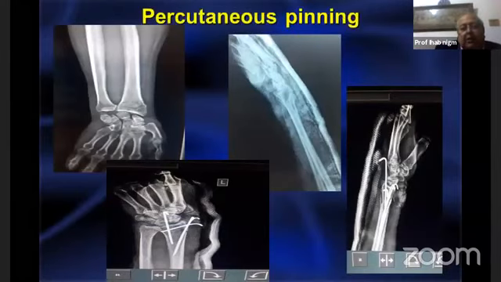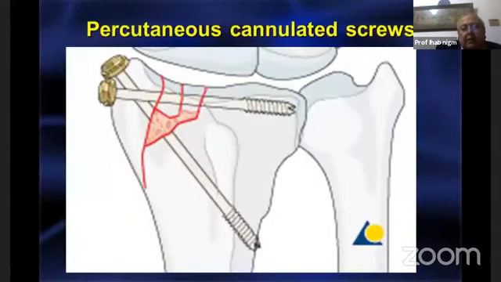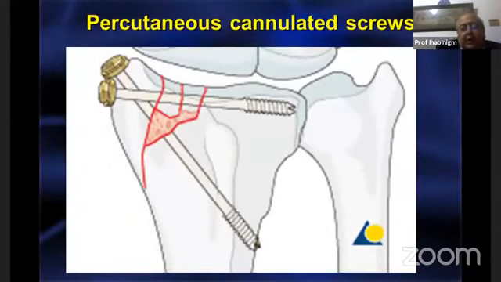This is an example of percutaneous pinning in minimally displaced fracture with minimal comminution; we can use reduction under GA and percutaneous pinning. Percutaneous cannulated screws for the same indication and especially in displaced radial styloid fracture. Closed reduction with a towel clip or reduction clamp, and then percutaneous cannulated screws.